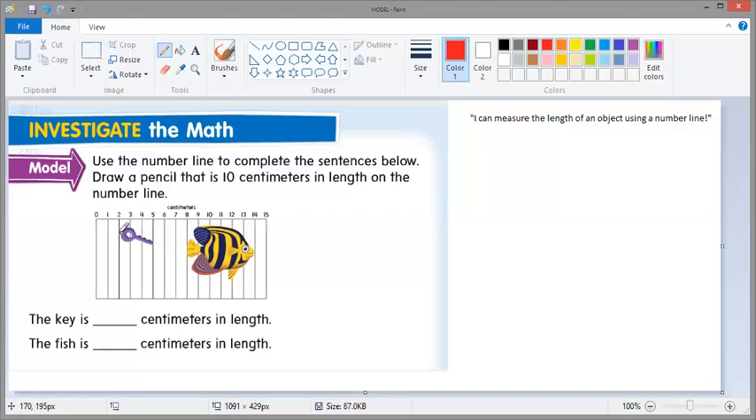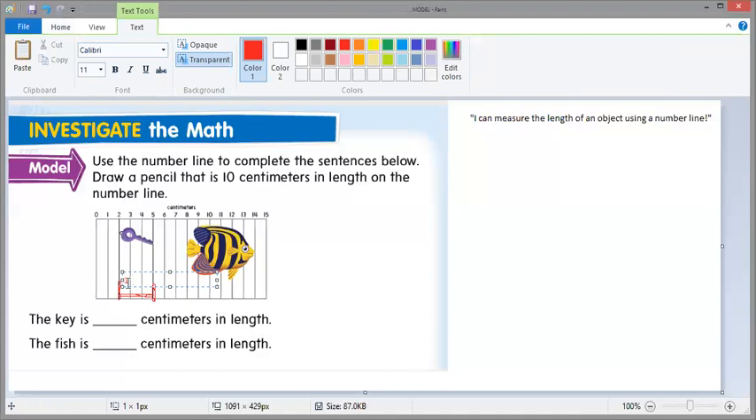I see right here at the tip of my key, it's at 2. It's beginning right here at 2. And then I see that it's going to end right here at 5. To figure out how long the key is, I need to find out the space in between. There are two ways that I can figure that out. The first way is I'm going to count the spaces in between. I'm going to count from 2 to 3. That would be 1 centimeter. Then going from 3 to 4, that would be 2 centimeters. Then going from 4 to 5, that would be my 3rd centimeter. So the key is 3 centimeters in length.